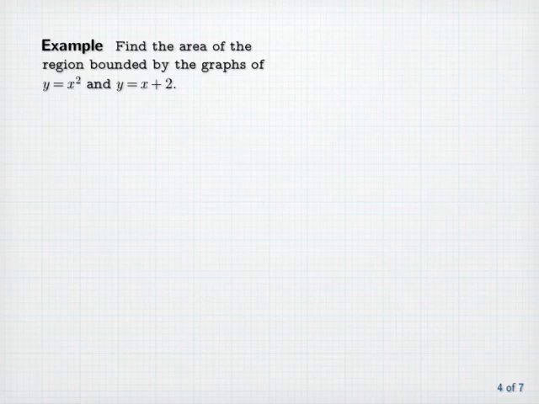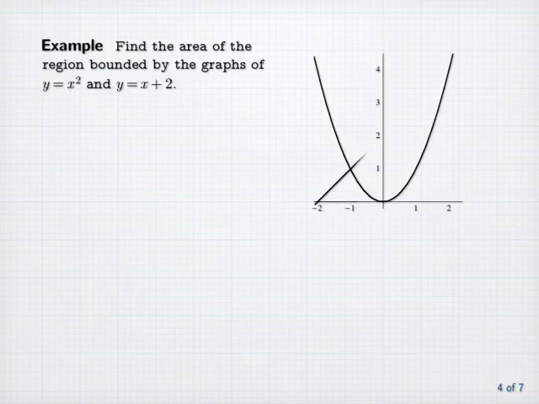Now let's look at another example. Find the area of the region bounded by the graphs of y equals x squared and y equals x plus 2. Here's a picture showing the two graphs and the region whose area we'd like to compute. The first thing we want to do is find the x-coordinates of the points of intersection of the two graphs. Those will end up being our limits of integration.